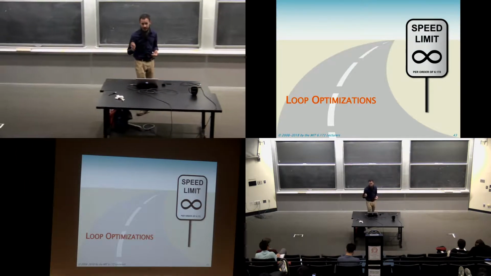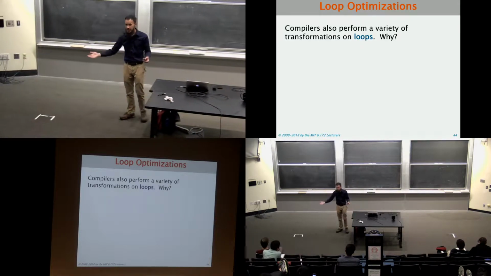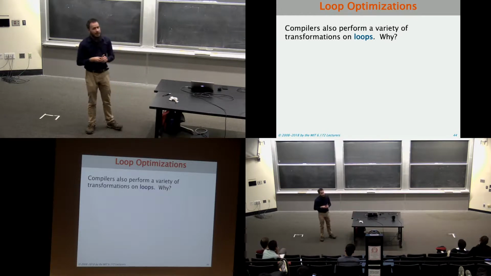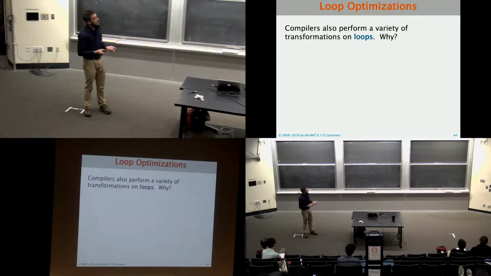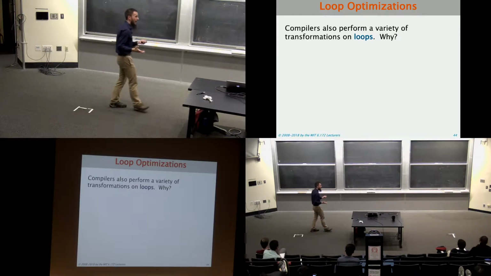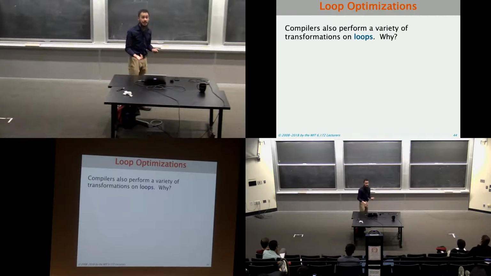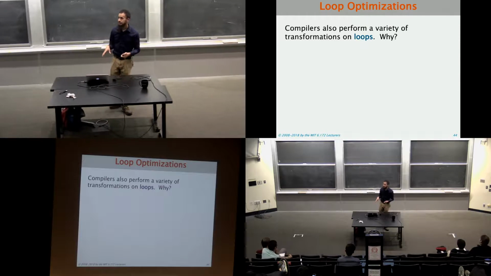All right, loop optimizations. You've already seen some loop optimizations. You've seen vectorization, for example. It turns out that the compiler does a lot of work to try to optimize loops. So first, why is that? Why would the compiler engineers invest so much effort into optimizing loops? Why loops in particular?